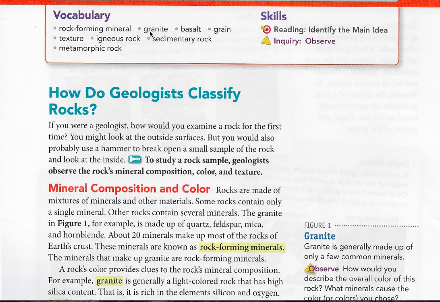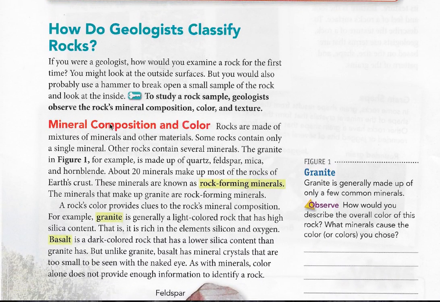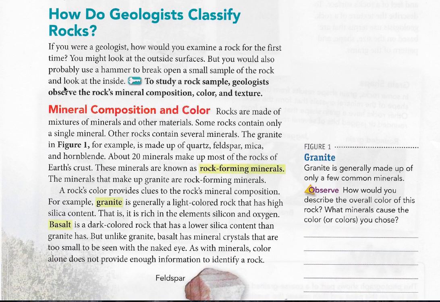All right, here we go. Vocab: rock-forming minerals, granite, basalt, grain, texture, igneous rock, sedimentary rock, and metamorphic rock. How do geologists classify rocks? If you were a geologist, how would you examine a rock for the first time? You might look at the outside surfaces, but you would also probably use a hammer to break open a small sample of the rock and look at the inside. To study a rock sample, geologists observe the rock's mineral composition, color, and texture.